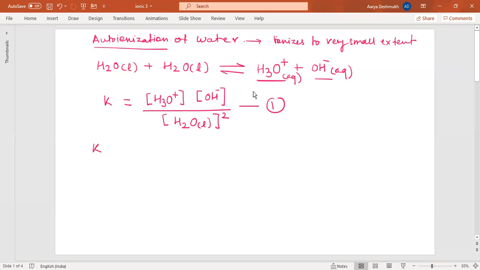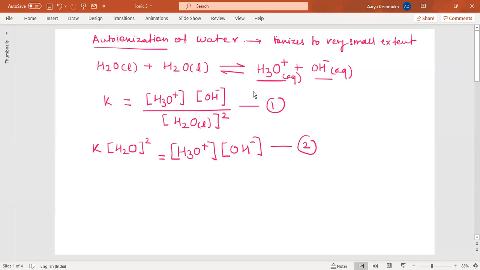Now if you rearrange this equation, K into the concentration of water molecule to the whole square will be equal to, I'm just rearranging the equation, nothing else, the concentration of protonium ion and the concentration of OH minus ion. This will be your equation number 2.